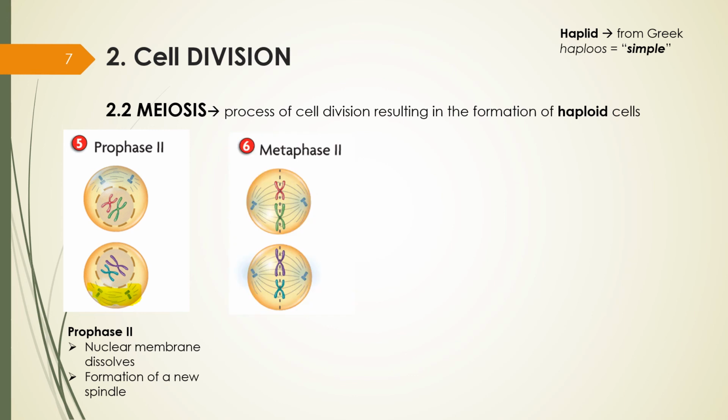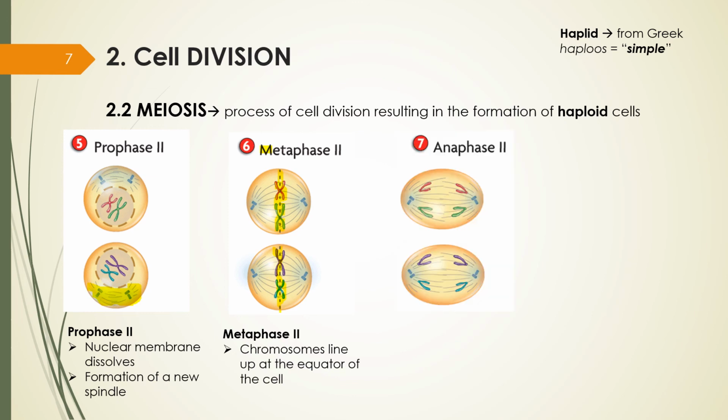Metaphase 2. Meta, middle. What's going to the middle now? Now I don't have the tetrad because I separated my homologous chromosomes. So my chromosomes go and form a single line, just like in mitosis. The only difference is now they are separate already, so they go to the central line alone. So chromosomes line up at the equator of the cell, so it goes to the middle.